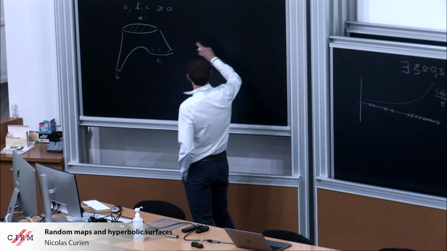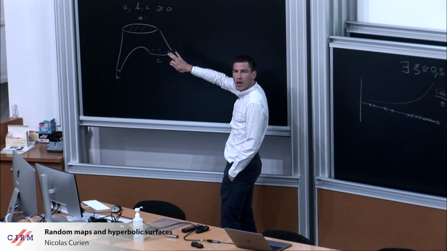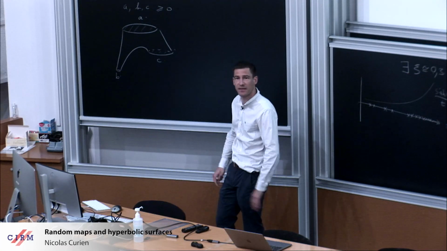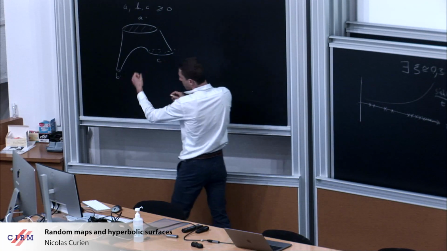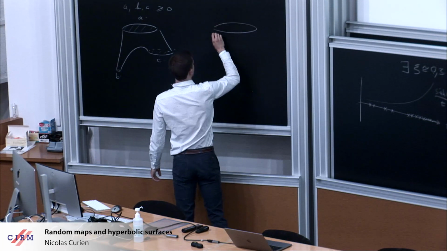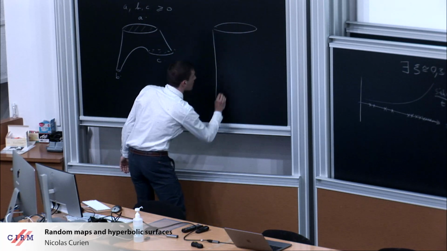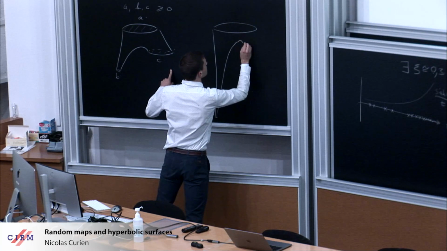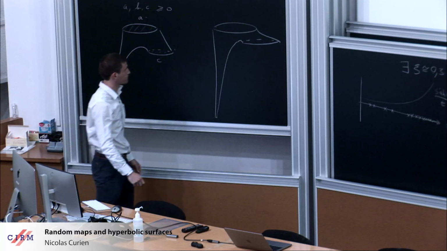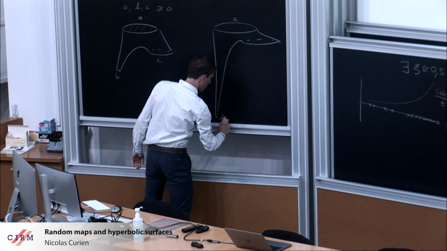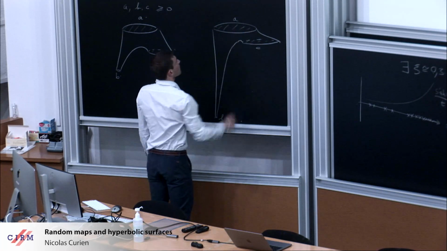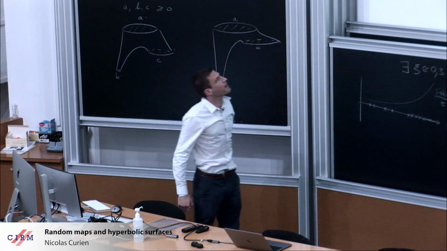For any A, B, and C, the area of your pair of pants is the same. So that means that if B is very small, if you have a small belt here, then the leg will be very long. So let me show you an example. When B is small, you have a very long leg. And if C is large, then the leg is smaller because the area is constrained. Okay? And here you've got a metric, which is the hyperbolic metric.